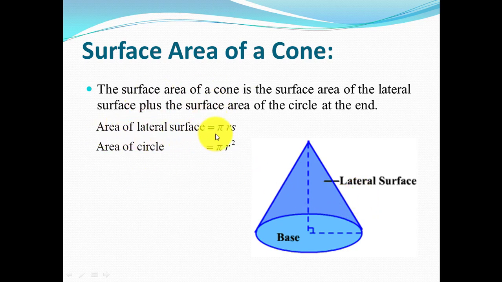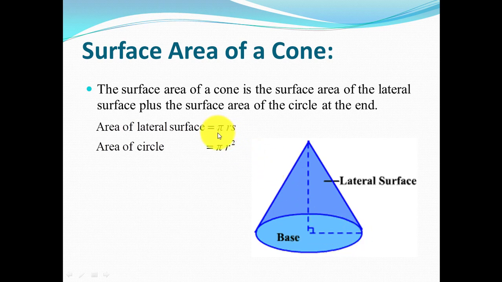Area of a lateral surface, its formula is pi times r multiplied by s. What is s? S is the slant height. Slant is the distance from the vertex to the edge of the circle. This line is the slant height, and r is the radius, from the center of the circle to its edge.